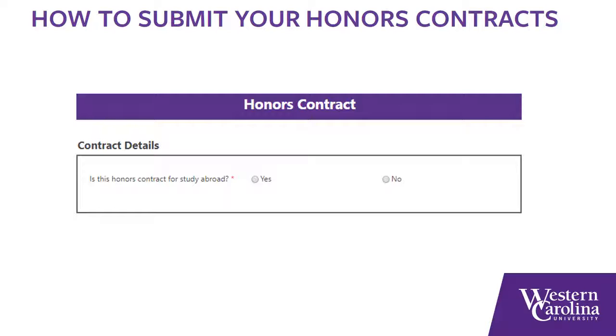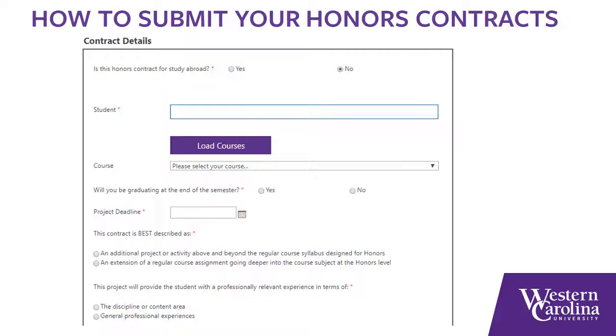The first question you'll be asked is whether or not this is a contract for a study abroad course. If the answer is yes, it'll kick you out of the system and tell you to call the Honors College to set up that contract offline. If you click no, it will then open the honors contract template for you to fill out. Now again, you should have already met with your instructor to finalize all the details of your project before attempting to go online to fill in all the information.